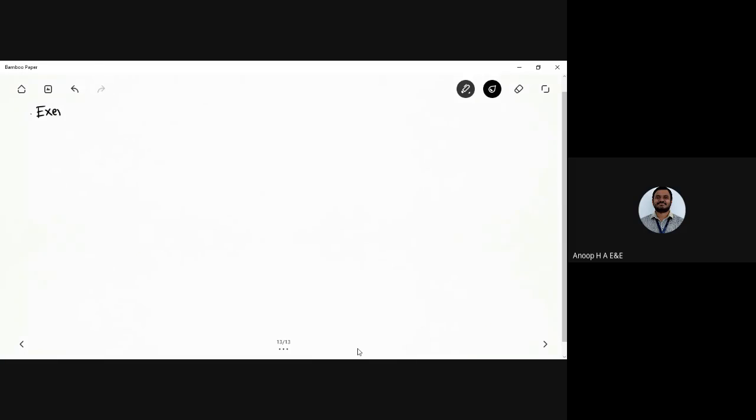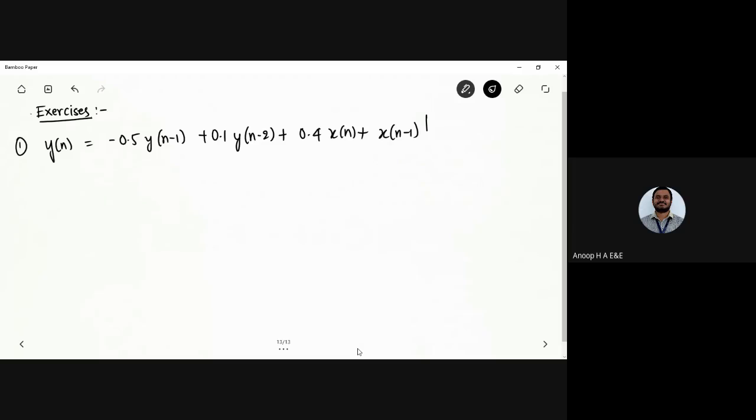exercises. You have to solve them, everyone. I mean, not everyone can solve it, but I'll be specifically saying for certain people. y of n equals minus 0.5 y of n minus 1 plus 0.1 y of n minus 2 plus 0.4 x of n plus x of n minus 1. This problem, I think I can give it to Harshita.